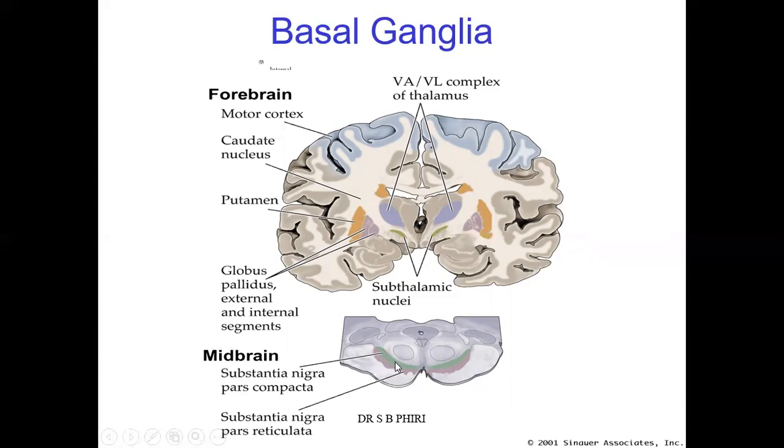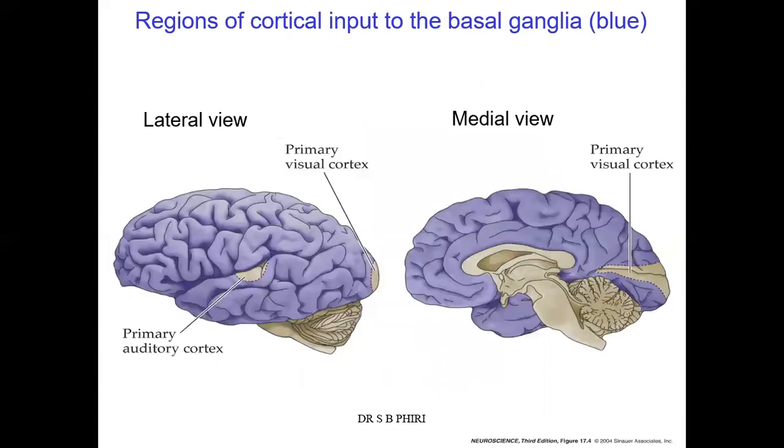Then we have substantia nigra pars reticulata. So the pars reticulata is the one that is receiving input from the striatum and also from the cerebral cortex. This diagram is just showing regions of the cortical input to the basal ganglia, shown in blue here. So everything that is shown in blue here will send information to the basal ganglia.